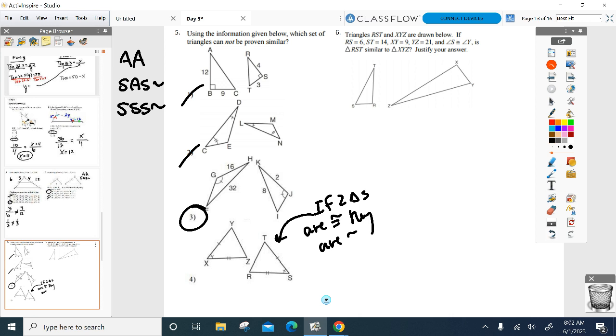All right, what do you think about 6? Go ahead and read through 6. Do you think those are similar to each other based on the givens? Kind of like a mini proof here. I don't want you to set up statements, reasons, but it's kind of like a proof.